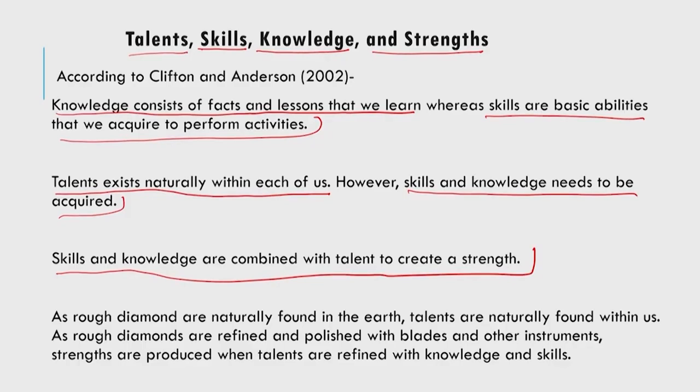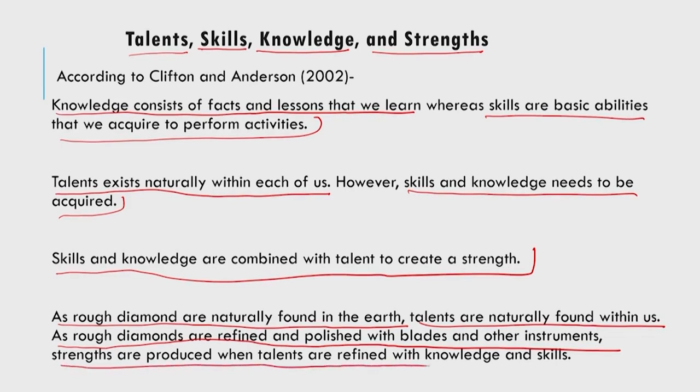So, they gave an analogy. Rough diamonds are naturally found in the earth. When people dig the earth and find naturally occurring diamonds, they are generally rough diamonds. So, talents are like rough diamonds, which are naturally found within us, naturally occurring things. Rough diamonds are refined and polished with blades and other instruments. Similarly, strengths are produced when talents are refined with knowledge and skills. So, knowledge and skills are like instruments which help to polish the talents and convert them into a strength.